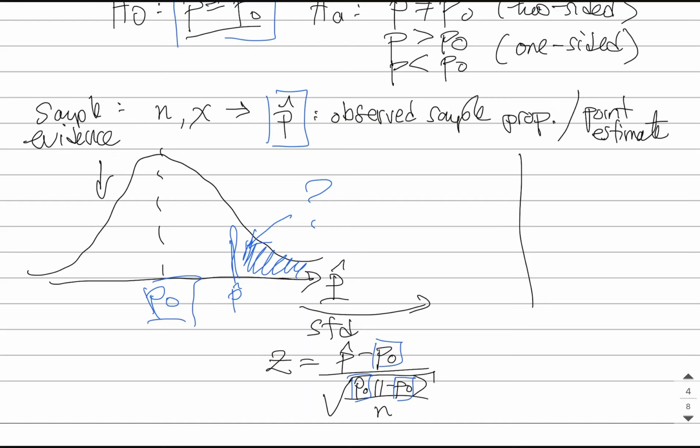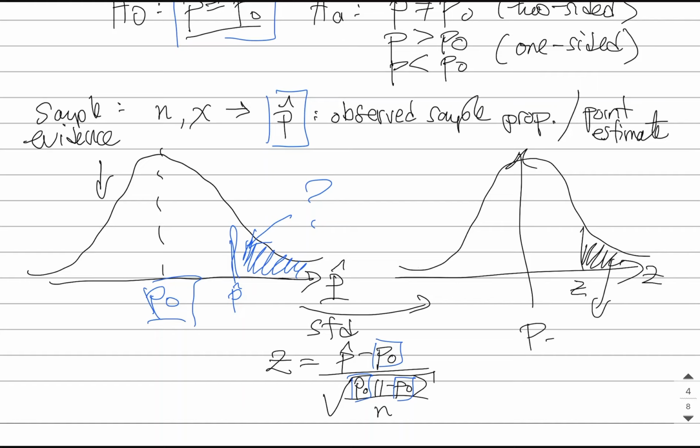Once we standardize this, this turns into a standard normal distribution. So this is a z value. We will end up with some score here, and then the p value will be the tail area. Now, if it's a two-sided test, we will use a doubling of the tail area, or if it's a one-sided test, we will use the appropriate direction.